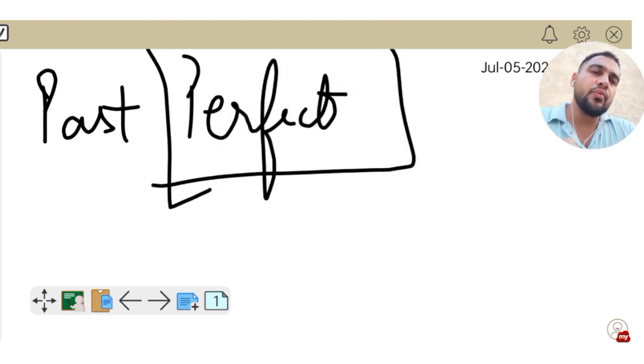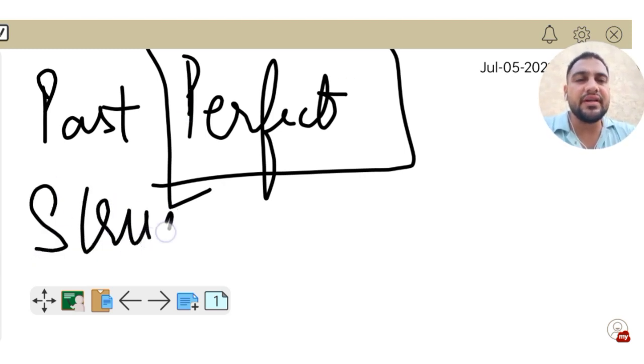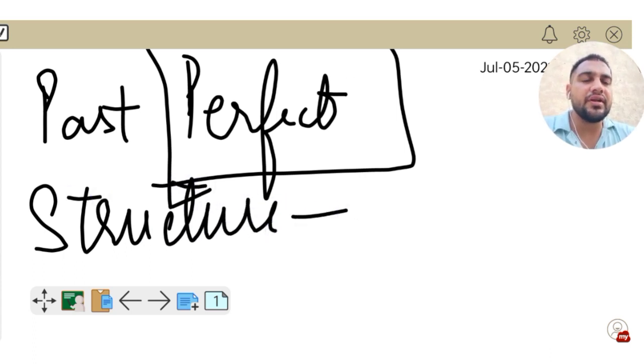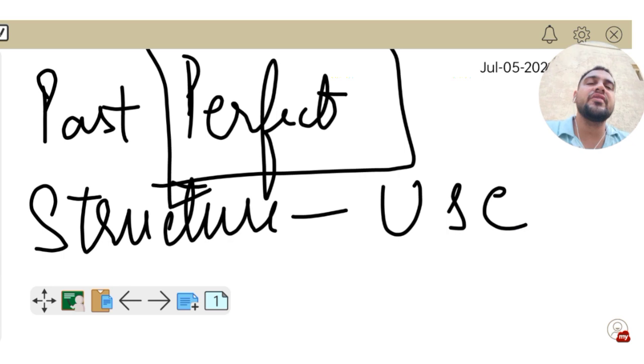So perfect, we know what it signifies. It signifies that something is completed in the past, but the past perfect is not used as often as the present perfect is used. So we'll be talking about it, firstly, in the structural form, and second, we are going to deal with the use of the past perfect. Until we get to know how and when we use it, it is of no use to talk about any of the tense.